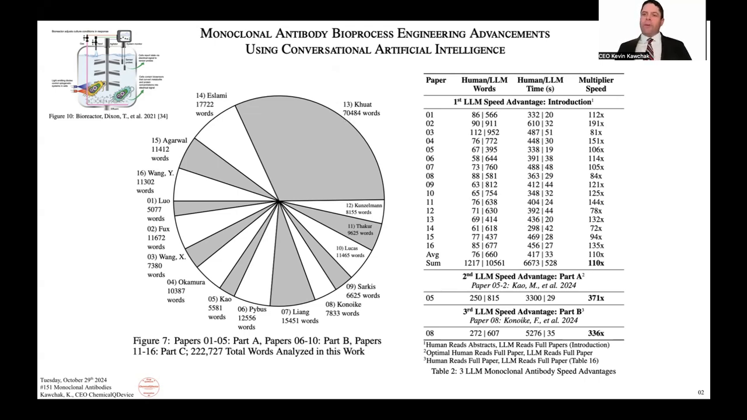On the right are the speed-ups. In the first section, 01 through 16, in average and sum, I took the 16 papers and read the abstracts myself, represented by the number of words I generated, which is 86, up to about 112. This took me considerable time: 330 seconds, and you see 610 seconds for the next one.